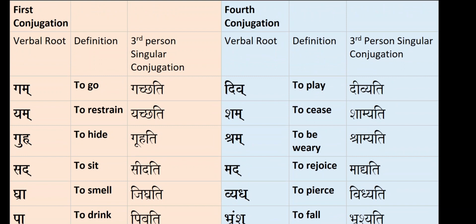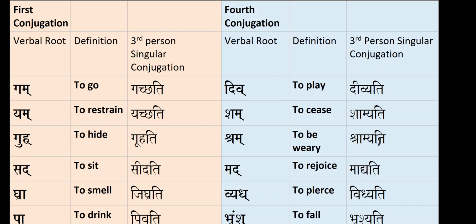And now for the fourth conjugation words. And notice that there's a ya in all of these, okay? Because the ya is added in the fourth conjugation. Whereas in the first conjugation, you don't see a ya. So that's how you can tell the difference between whether it is a first conjugation irregular verb or a fourth conjugation irregular verb. So we have div, to play, becomes divyati. Then sham, to cease, becomes shamyati.